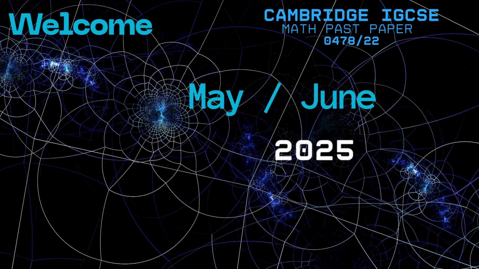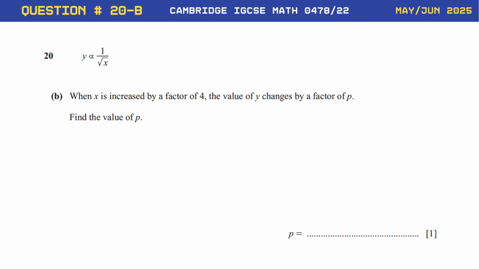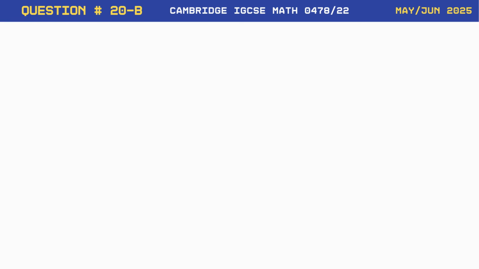Let's get started. Question 20, Part B. When x is increased by a factor of 4, the value of y changes by a factor of p. As y is proportional to 1 over square root x, we can write y equals k over square root x, where k is the constant of proportionality.